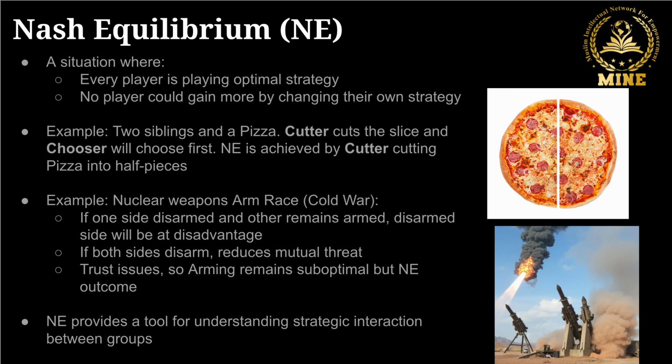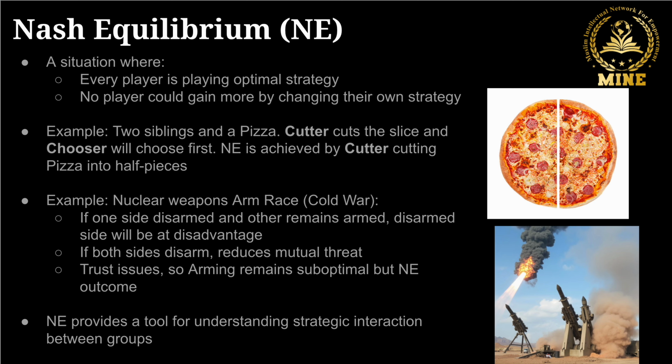Because if they make one slice bigger, the other sibling, who's the chooser, will pick that slice. So the optimal strategy is to cut the pizza into exactly two equal parts so that the cutter will receive their fair share, and the chooser will have no edge in getting a bigger slice. The practical example is the nuclear weapons arms race. If one side disarmed and the other remains armed, the disarmed side will be at a disadvantage. Also, if both sides disarm, it reduces mutual threat.